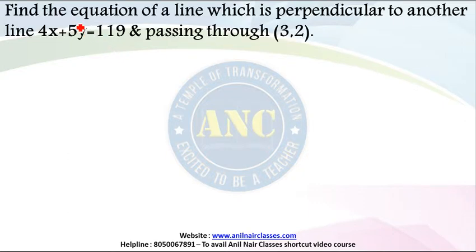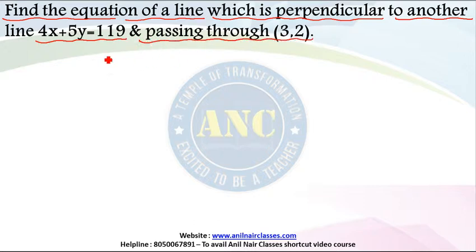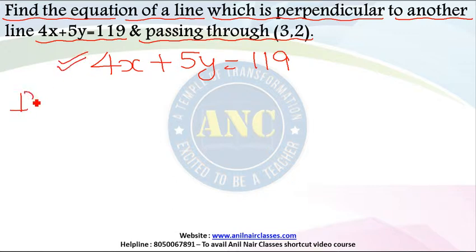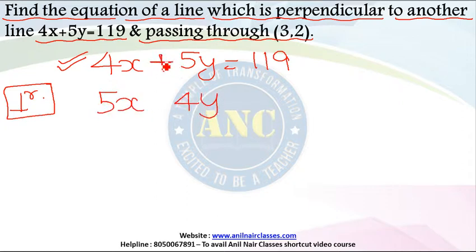Now see this question, sir. Your question is, find the equation of a line which is perpendicular to another line 4x plus 5y is equal to 119 and passing through (3, 2). Now, there is a line 4x plus 5y is equal to 119, and there is another line which is perpendicular to this particular line. Perpendicular means the coefficients of x and y will interchange. That means it becomes 5x and 4y. Because there is a plus sign in between, now it becomes a minus sign. The sign in between will change. The constant also will change.